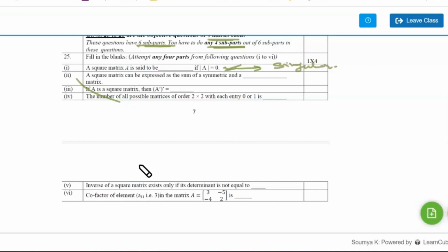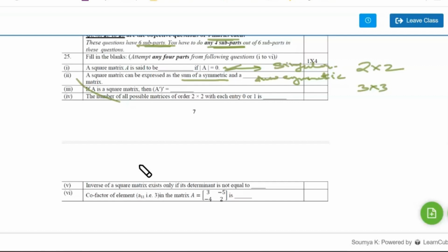Okay, next is a square matrix can be expressed as the sum of symmetric and blank matrix. So answer is skew symmetric. This is all from matrix chapter. Square matrix means the order 2 by 2, 3 by 3, all those things.